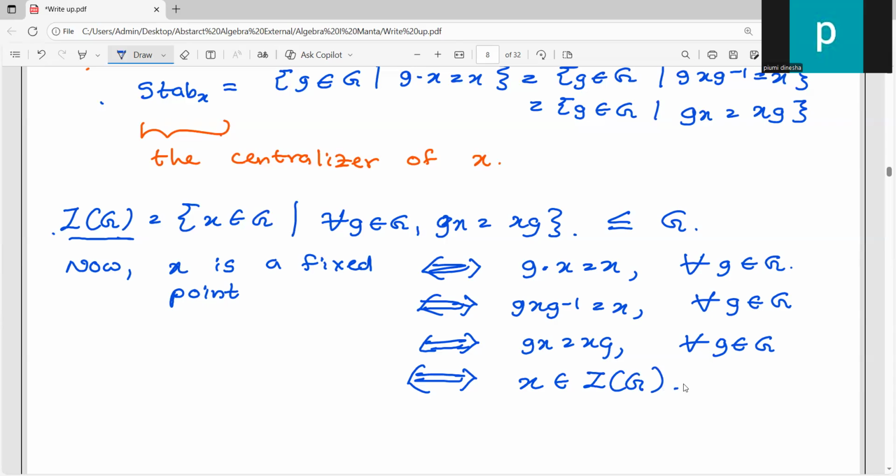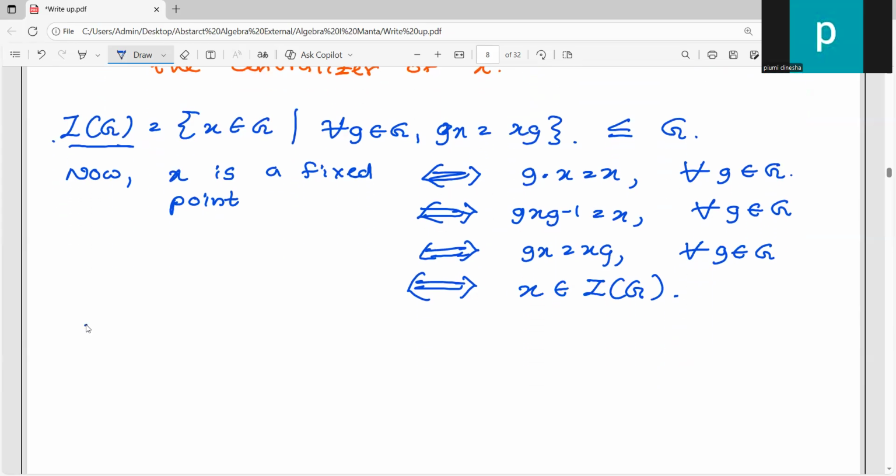In other words, what does it mean? When G acts on itself by conjugation, the center consists of all the fixed points. When it's a fixed point, it belongs in the center. If it's a point in the center, it is a fixed point. So we simply write the center consists of all the fixed points.